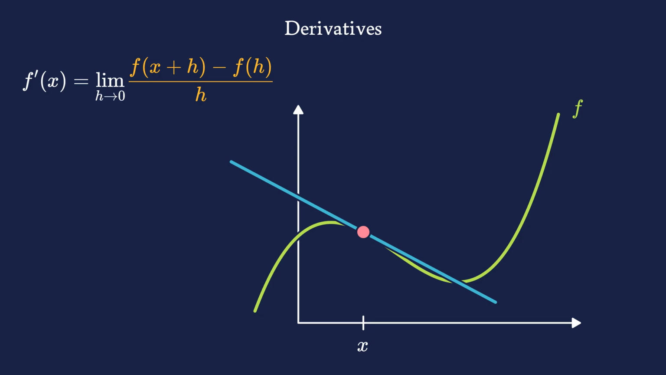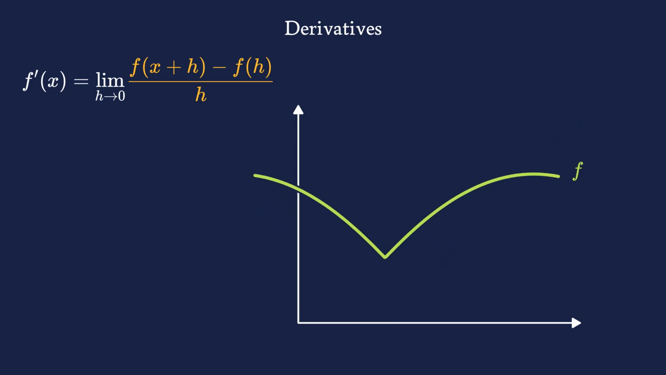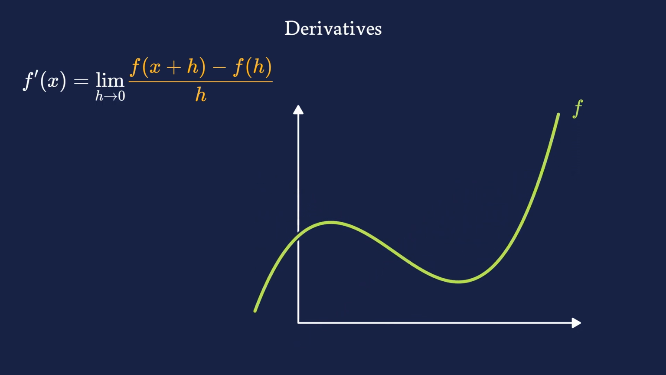It is not possible to define this for any function though. For example, this one here has a graph with a sharp corner, so the tangent isn't unique there and the slope isn't well defined. But whenever the graph of the function forms a smooth curve, it works.